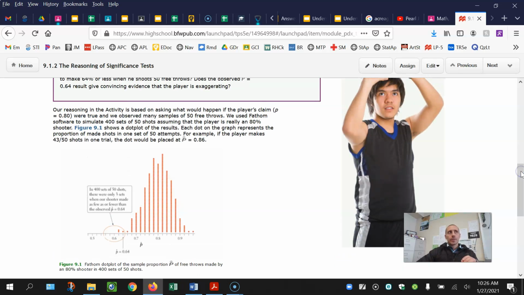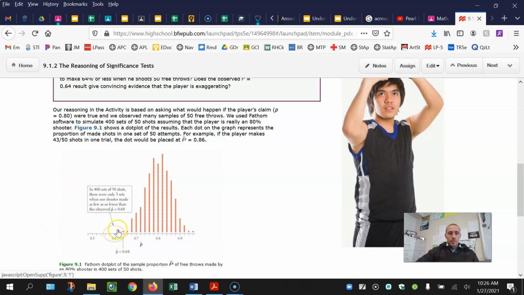Okay, in significance tests, we use the sampling distribution to see, is the result of what happened in one sample unusual or not? So going back to the free throw example, here's a simulated sampling distribution. And this whole sampling distribution is based off the premise that this person makes 80% of their free throws. That's what this whole thing is based off of.